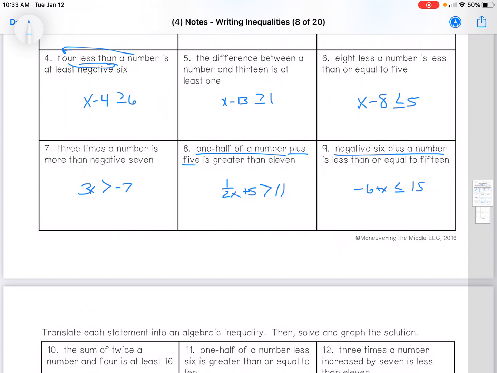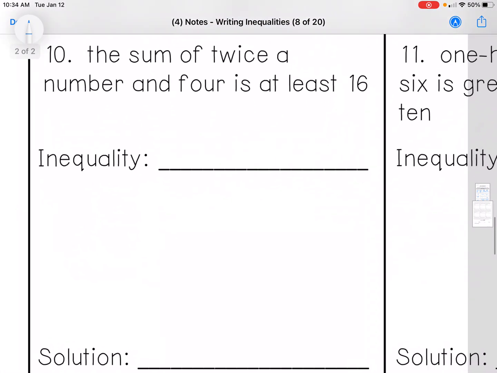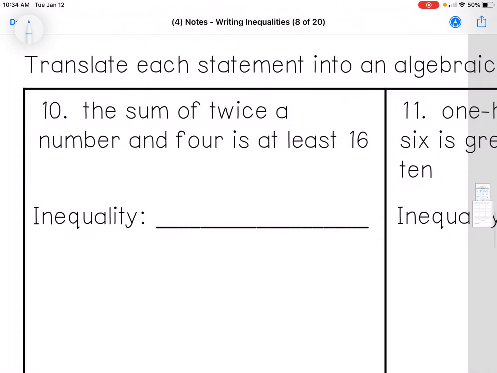So guys, you really have to slow down and read the question word by word, okay? All right, the back says to translate each statement to algebraic inequality, then solve and graph. So now we just have to solve it and graph it once we get it, okay? The sum, which is adding, of twice a number, so 2x plus 4 is at least 16.